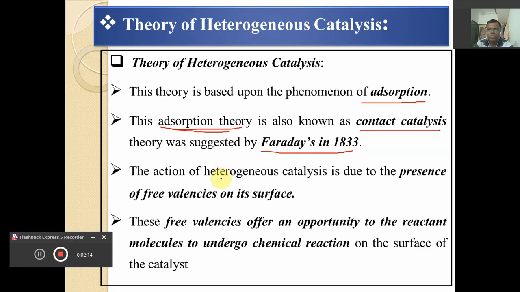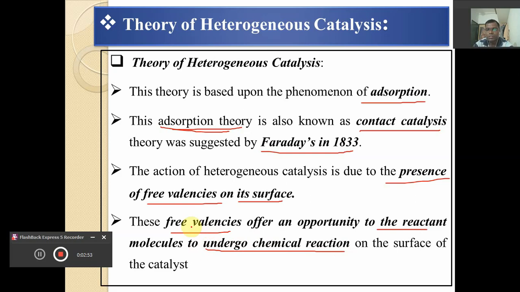The action of heterogeneous catalysis is due to the presence of free valences on its surface. These free valences of the catalyst are responsible for the action of heterogeneous catalysis, and they offer an opportunity for the reactant molecule to undergo chemical reaction on the surface of the catalyst.